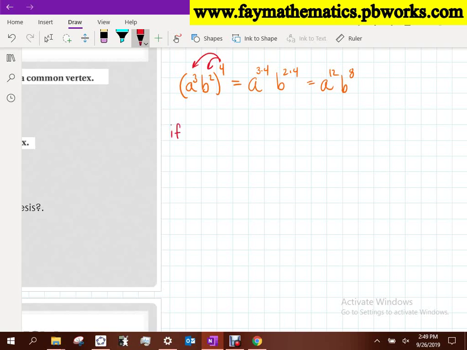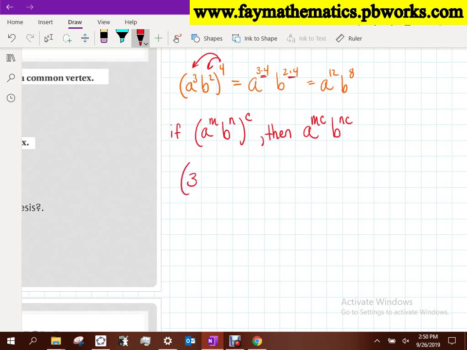We can write as if a to the m, b to the n, raised to the c, then you're going to rewrite that as a to the mc, b to the nc. And that's exactly what I've got going on right here, right? Okay? That is an algebraic property. That's an algebraic fact.